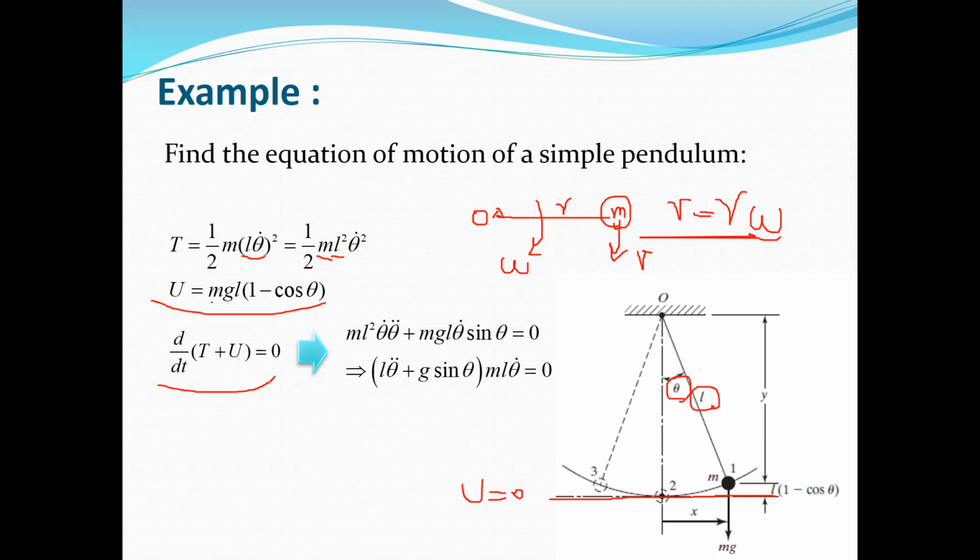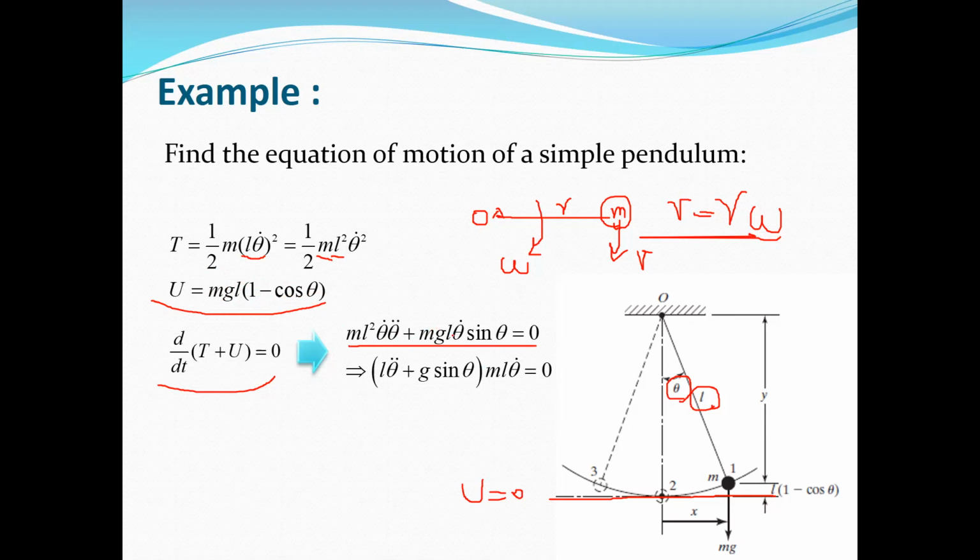For this term, we will have m times g times L, which are again constant coefficients, times 1 minus cosine theta. The derivative of 1 is 0. The derivative of minus cosine theta is equal to theta dot times sine theta. So we can substitute and simplify. So this is the derivative of this equation.